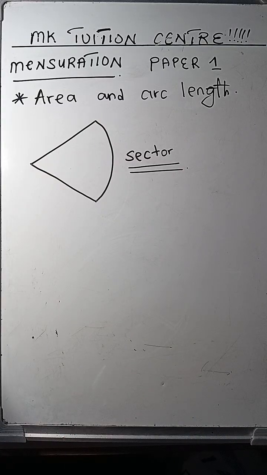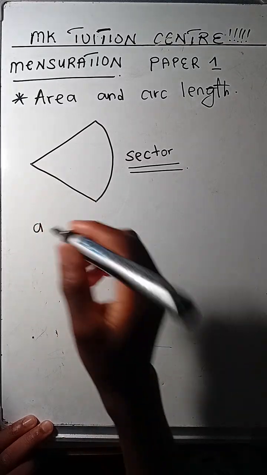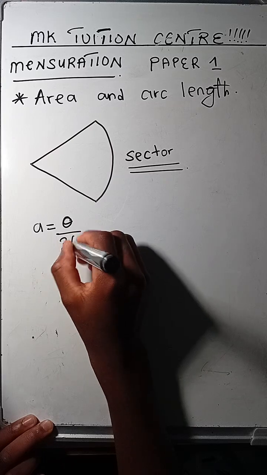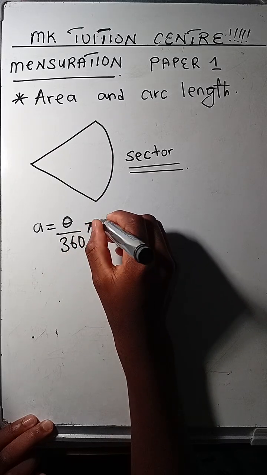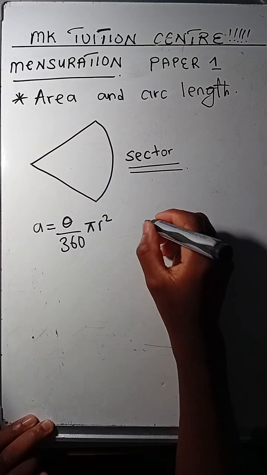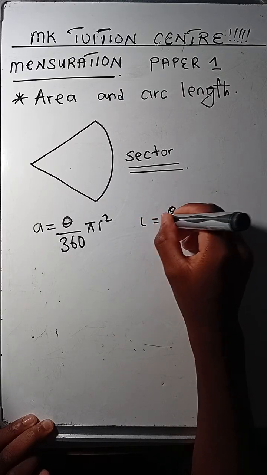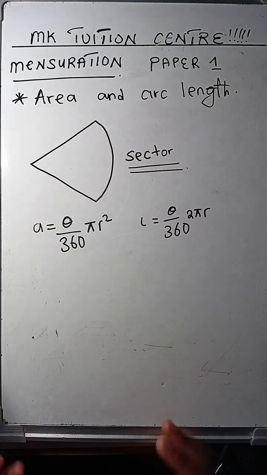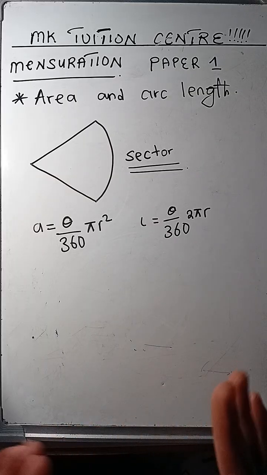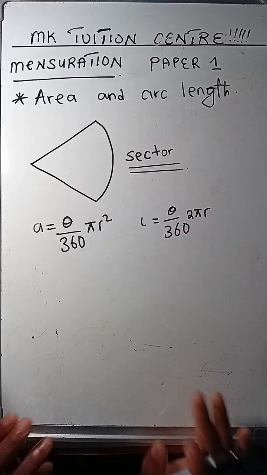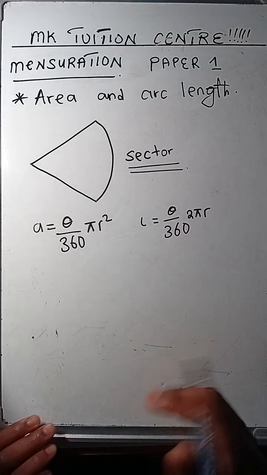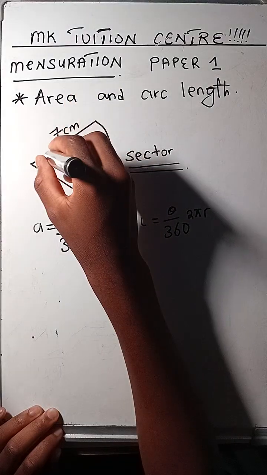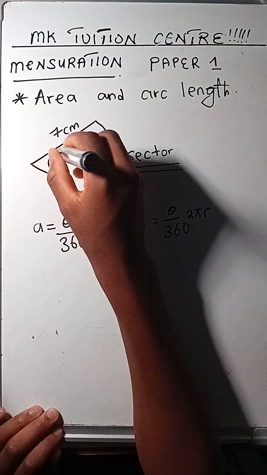Let us look at area. Now the area of a sector is given by theta over 360 pi r squared, and the arc length L is given by theta over 360 2 pi r. So now these are the two formulas for these two terms, area and arc length. Okay, so now let's picture this. Let's say we have been given 7 centimeters here, and we have theta here as 60 degrees.